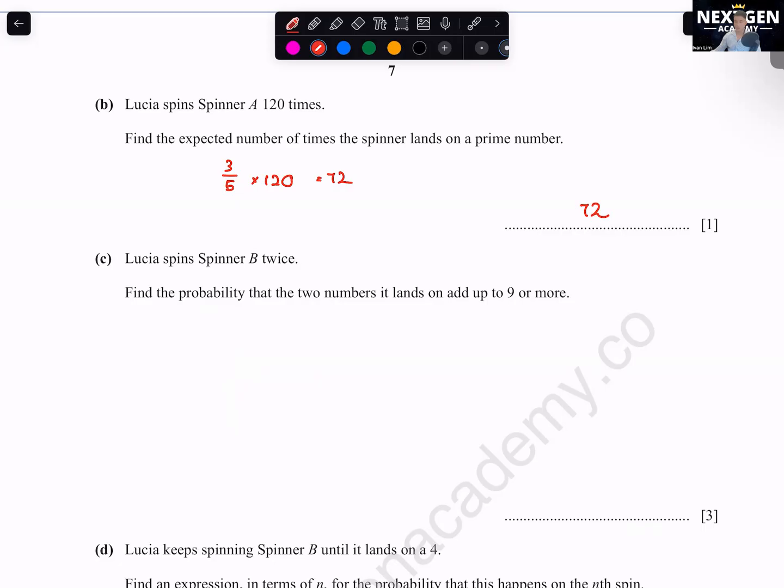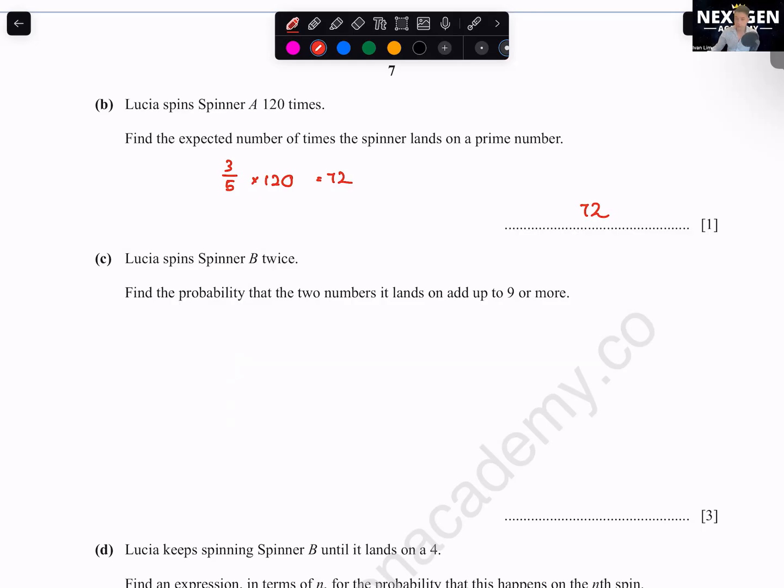Okay, table method. You list out all the possible outcomes, right? Remember in probability, the very first thing that I taught you is this probability table. You write everything out, then you see what your outcome is. Do you know how to do that? Writing down all your possible outcomes. You can use that method.